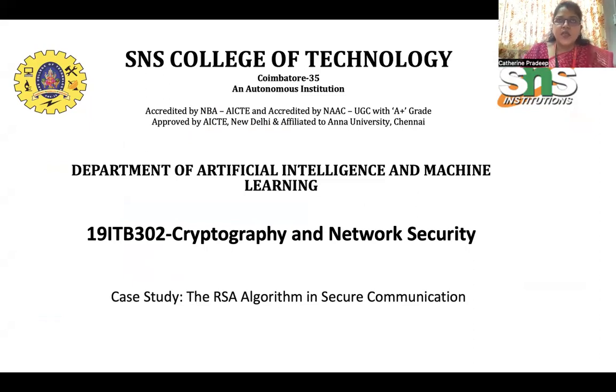Today in our lecture series, we shall see a case study about the RSA algorithm in secure communication. Under public key crypto systems, we have so many algorithms like the RSA algorithm, the Diffie-Hellman key exchange algorithm, and the ElGamal crypto system algorithm. So today we shall see a case study based upon the RSA algorithm.